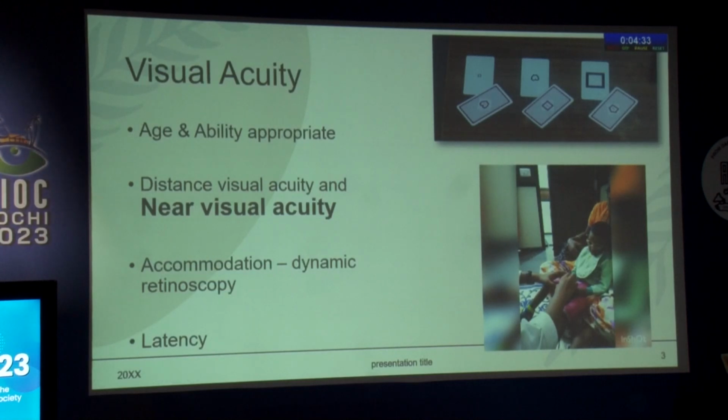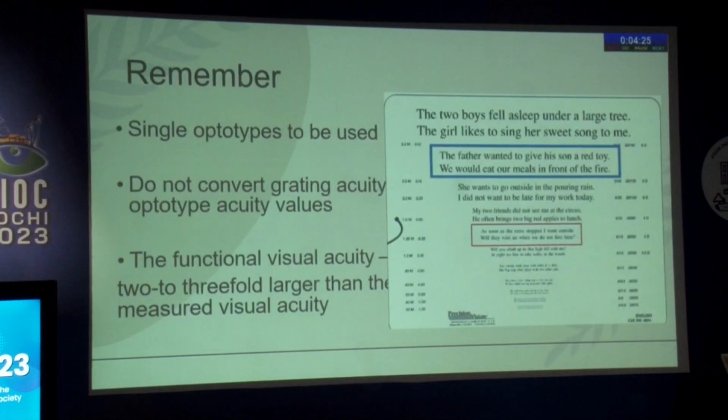And for every child that you assess, always look at the latency period, meaning the time that the child takes to respond to a test, and that latency period should be given for every single test to allow the child to respond. Remember, always present single optotypes. If you're worried about amblyopia or you want to know the interocular difference, you can use single optotypes with crowding bars. Do not ever convert grating acuity to optotype acuity values.